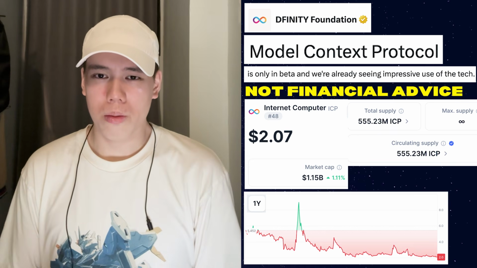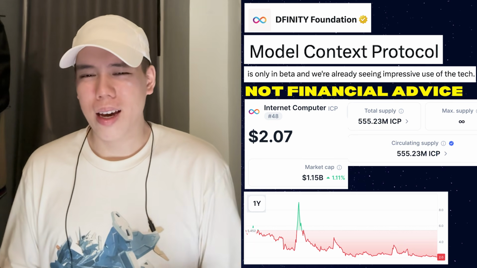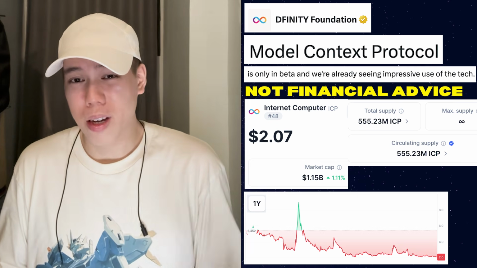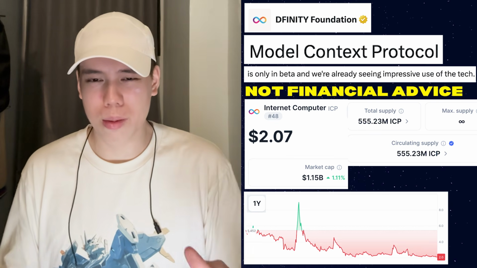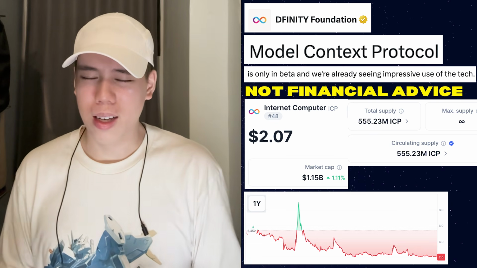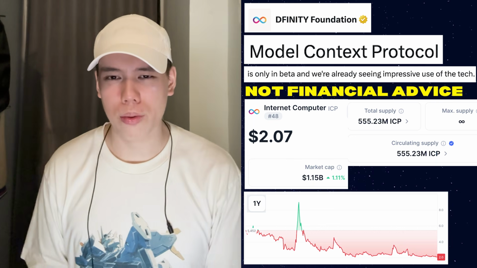And as we all know, AI is such a massive narrative. It just hasn't really entered into this space in such a massive way yet, but it's largely due to the fact that the market overall isn't doing the best. But I'm saying Dfinity is trying to prepare for that hypothetical wave.